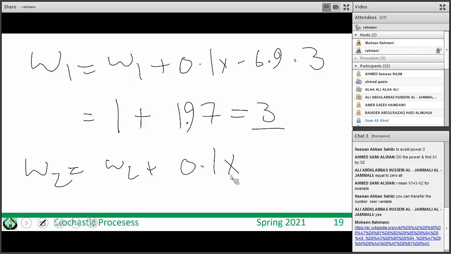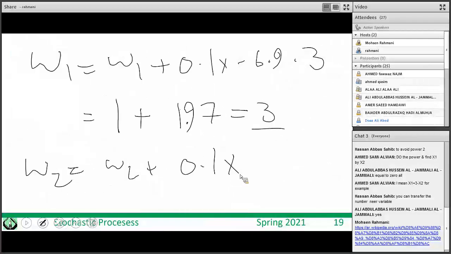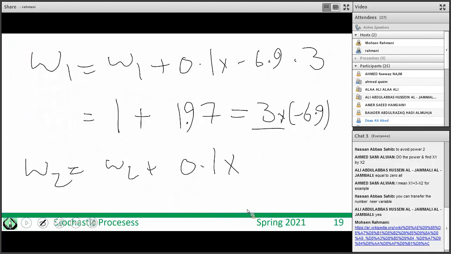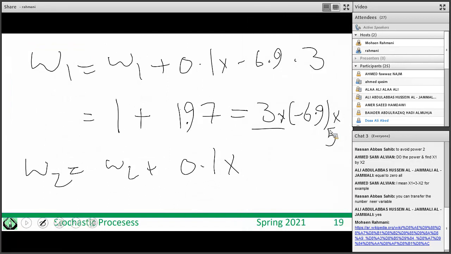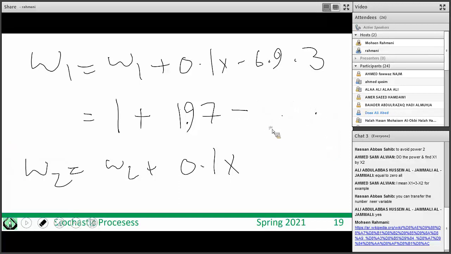I do the same for W2. W2 is W2 plus 0.1 times the error, which is minus 6.9, times Xi, which here is 5. If I calculate this, I can, excuse me.